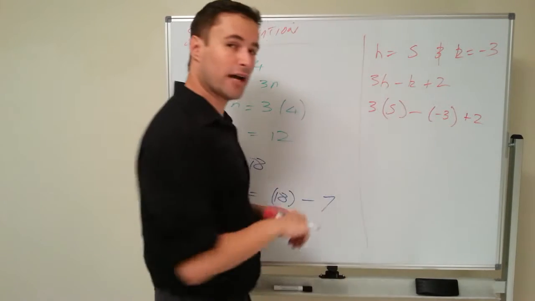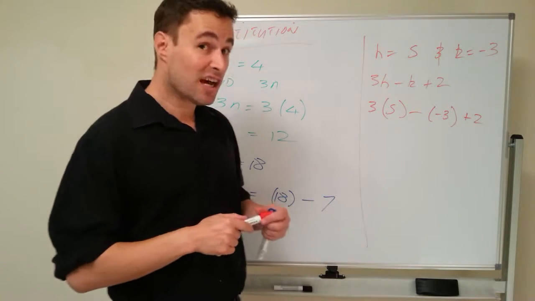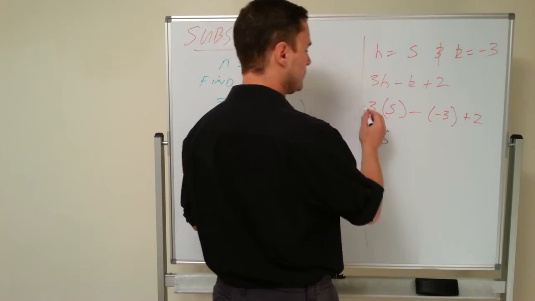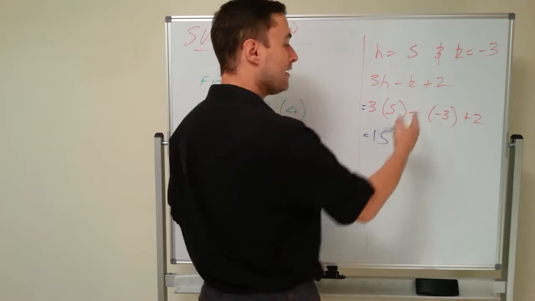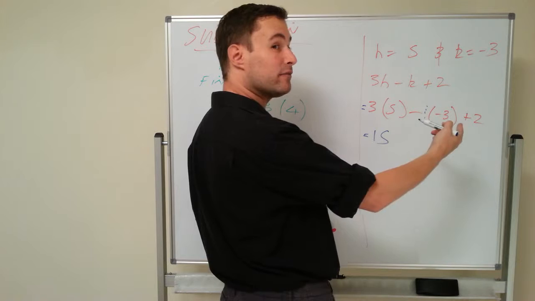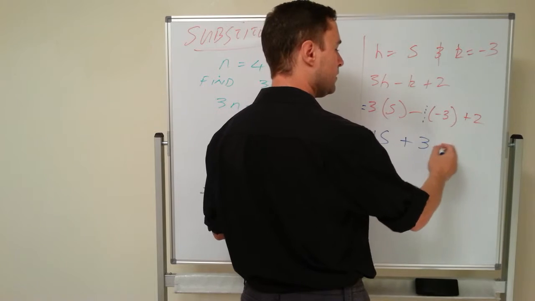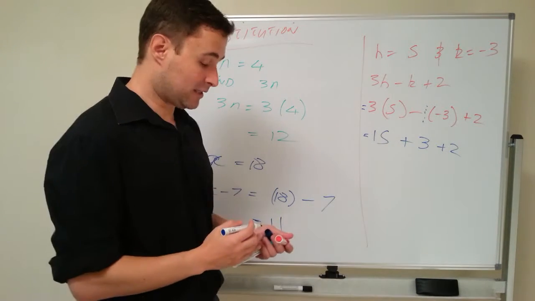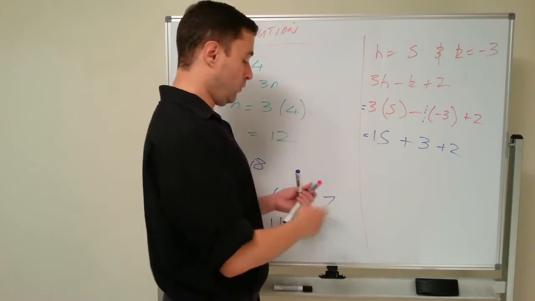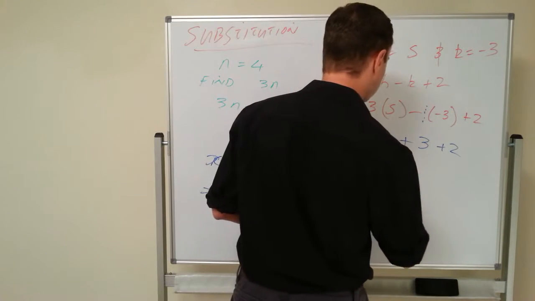This is why I think the brackets are vitally important. Because if I just substitute negative 3, it might lose the sign. You might forget about the sign. So, 3 times 5, well that's easy. 3 times 5 is 15. Alright, equals. Now, here's the important part. Negative, invisible 1, times by negative 3. Well, a negative times a negative is a positive. Positive 3 plus 2. That's very important there. The sign is part of the number. When you substitute it, you must substitute it with the sign as well. Okay. Well, 15 plus 3, 18. 18 plus 2, 20. So the answer to this is 20.